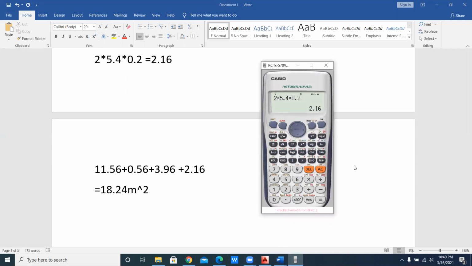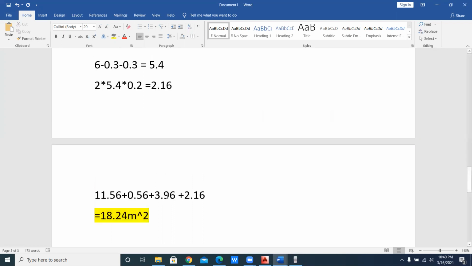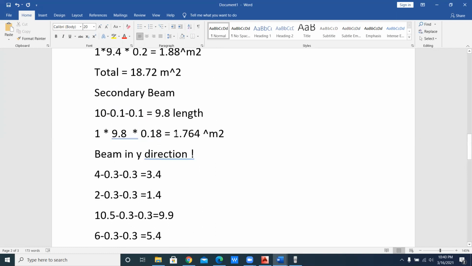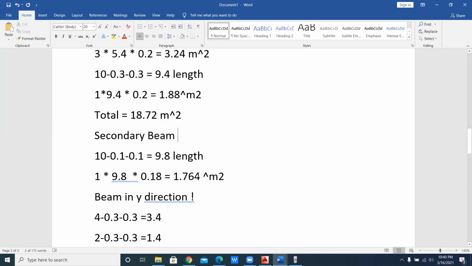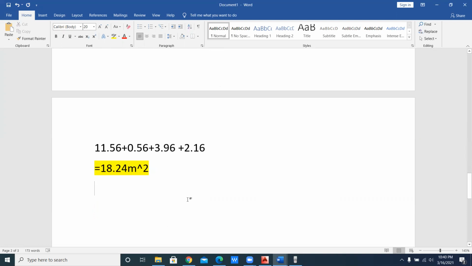As I told you, I have calculated some values: 11.56 plus 0.56 plus 3.96 and plus 2.16, we get 18.24. Now it is good. So this one is our beam area in the y direction, and this is our beam area in our x direction, that is in x direction 18.72, and this is normally in y direction. Now we are going towards walls.